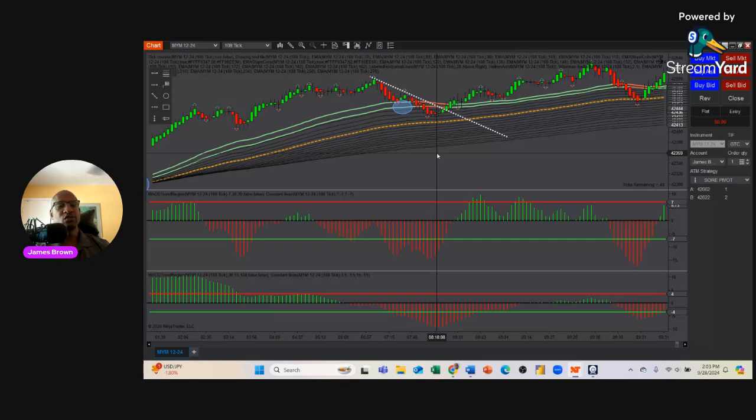When it does, you look at the histogram, the fast one, to see if it's below zero. And if not, then you wait. I like to get in, like I said, at the best price I can, and then go from there.